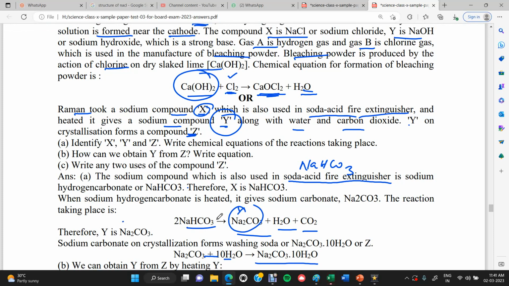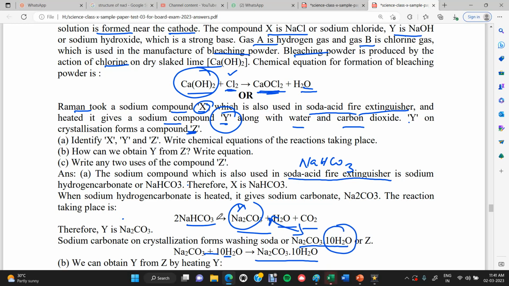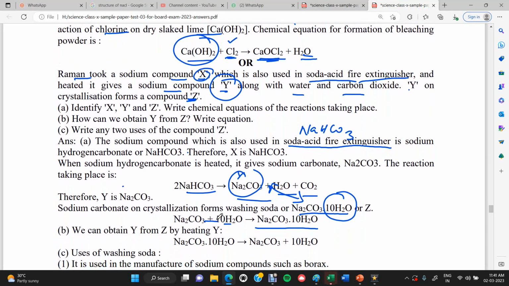How can we obtain Y from Z? Y is sodium carbonate, and Z is sodium carbonate decahydrate. What is the difference between these two? Water molecules. So what can we do? By simply heating, these water molecules get evaporated and we can get sodium carbonate.